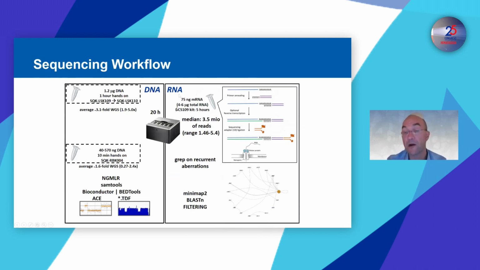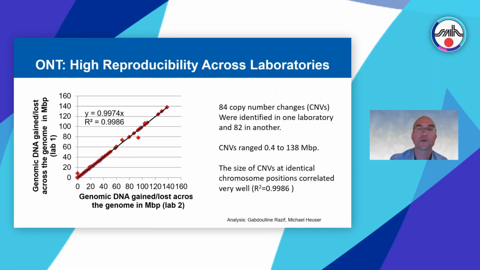You can do the same for RNA. That allows you then, for example, to detect fusion genes at high sensitivity and reliability. And if you run the two protocols in parallel, you can get very accurate genomic diagnostics in labs. So this is an inter-lab test where we have run the same cases in two different labs in Germany.